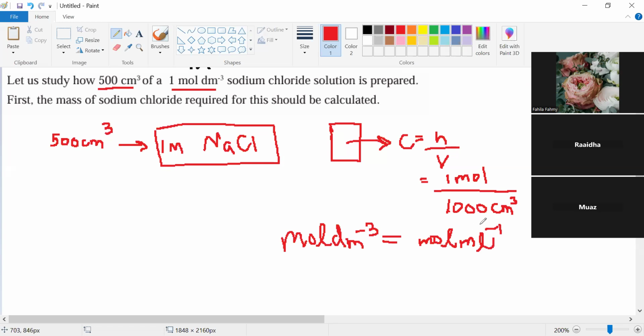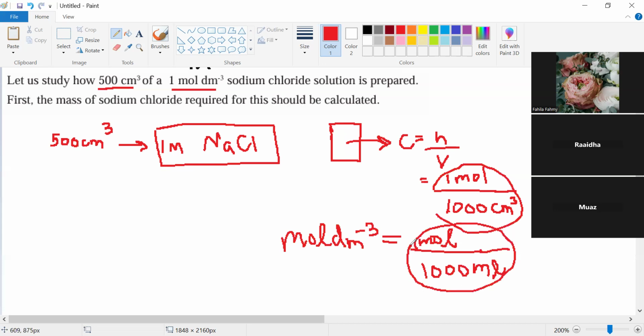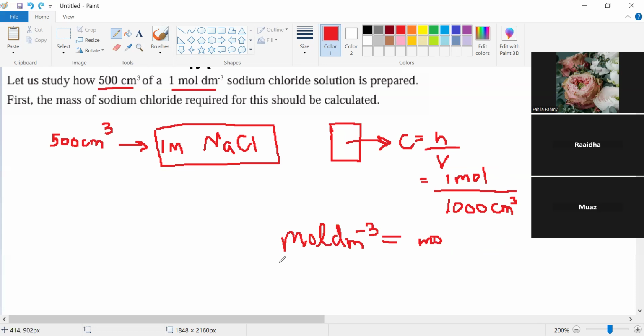But we don't, what do we tell? We don't use this. Does that make sense? This should be equal to not 1 milliliter, 1000 milliliter, no? This is also equal to this. Do you agree? Right, okay. I don't know. For some reason, the standard unit that we always prefer is this, okay?